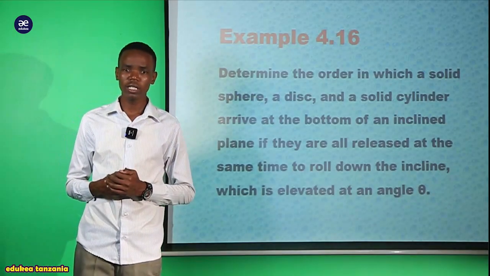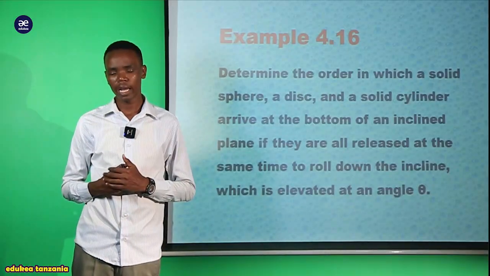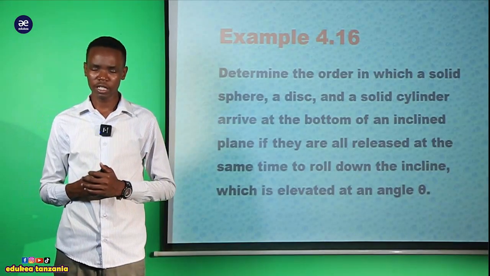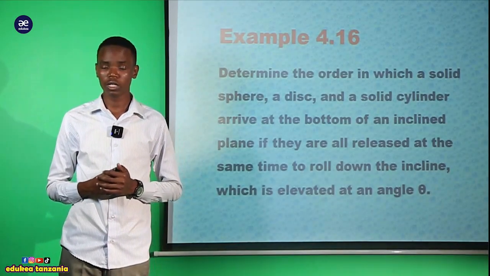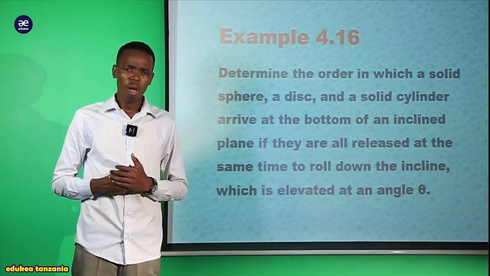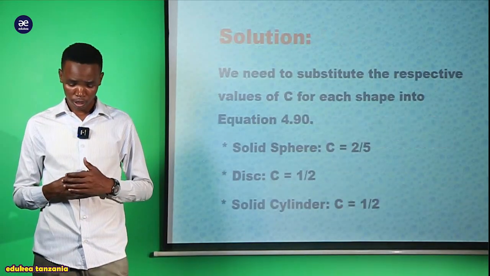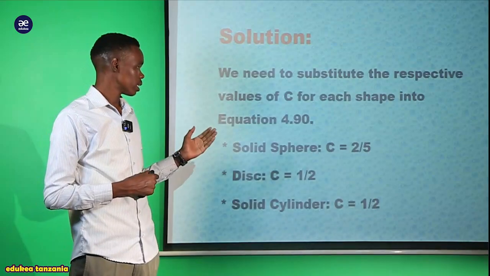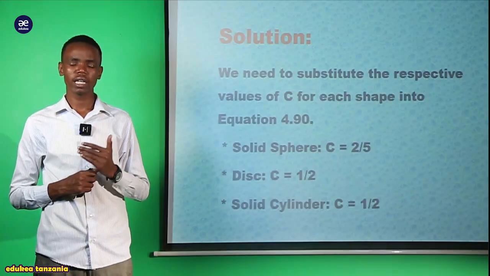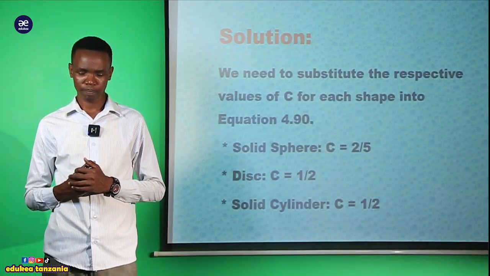Now we are supposed to identify which of these bodies could arrive faster than the others, even though they are released at the same time. This is what we have been asked in our discussion here. So how can we solve this question? How can we identify the body that can arrive fastest at the ground compared with the others?